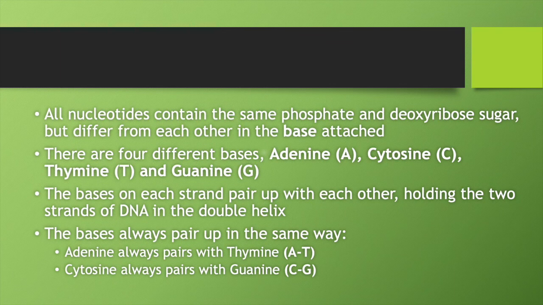All nucleotides contain the same phosphate and deoxyribose sugar, but differ from each other in the base attached. There are four different bases: adenine, cytosine, thymine, and guanine. The bases on each strand pair up with each other, holding the two strands of DNA in a double helix. The bases always pair up in the same way. Adenine always pairs with thymine, or A-T. Cytosine always pairs with guanine, or C-G.